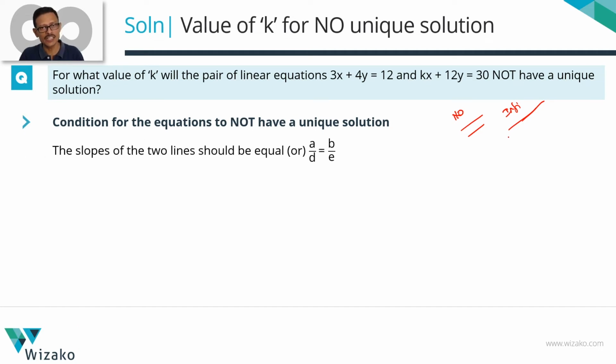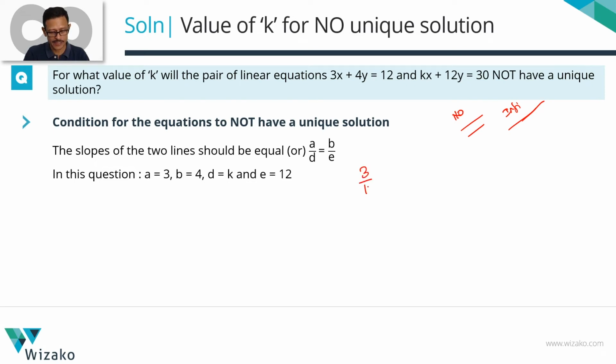So the condition for not having a unique solution is a by d equals b by e. In this question, we'll have to find out that value of k for which it will not have a unique solution. What is a? A is 3. What is d? D equals k. So a by d, we'll write it as 3 by k equals b by e. B is equal to 4 and e is equal to 12.